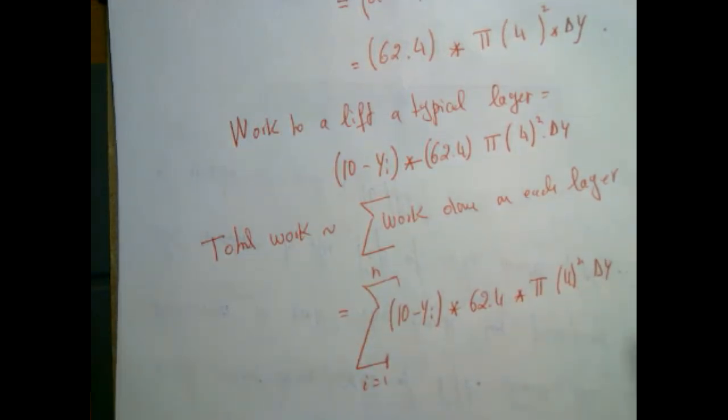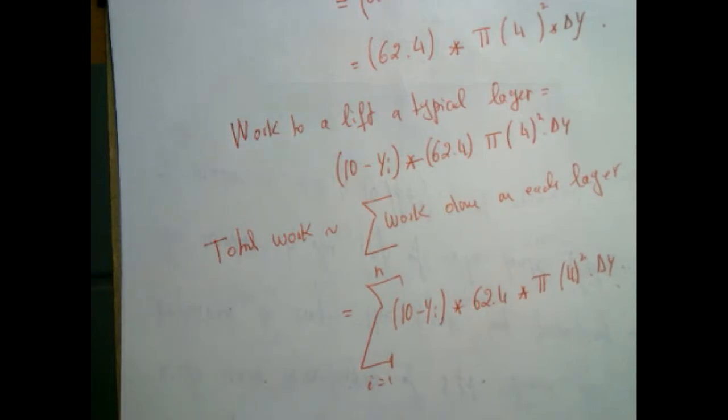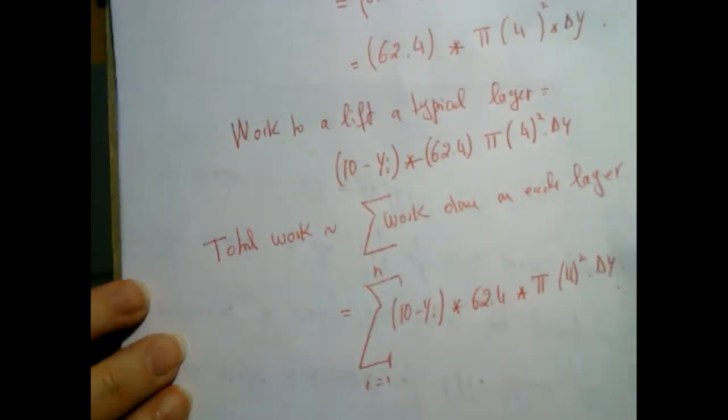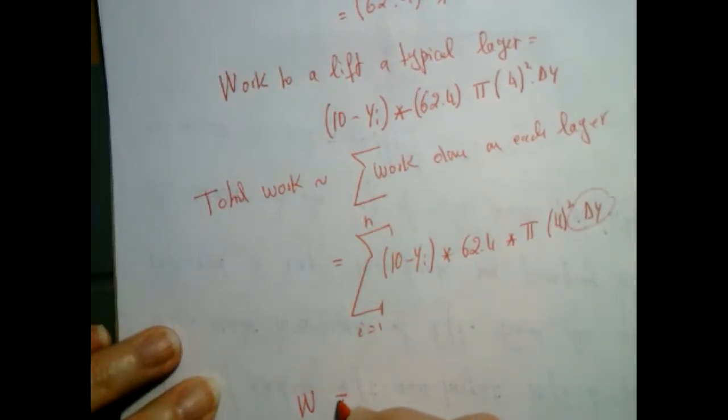So now, as delta y becomes very, very small, and that's crucial in this case, it means as the number of subdivisions gets very large, so delta y is very tiny, my approximation gets better and better, because within the same layer, the water is lifted by the same amount. So my approximation of the distance becomes a very good approximation. So the approximation gets better when delta y becomes very small. So now this is going to give me the work.